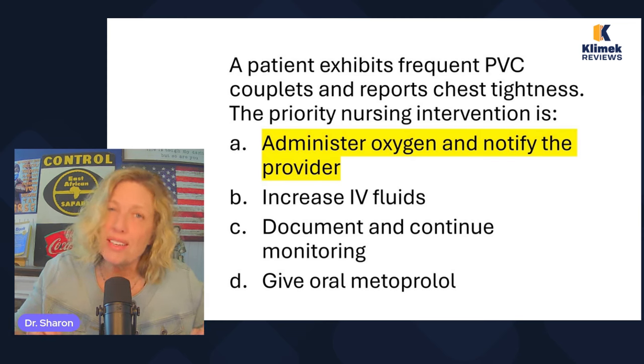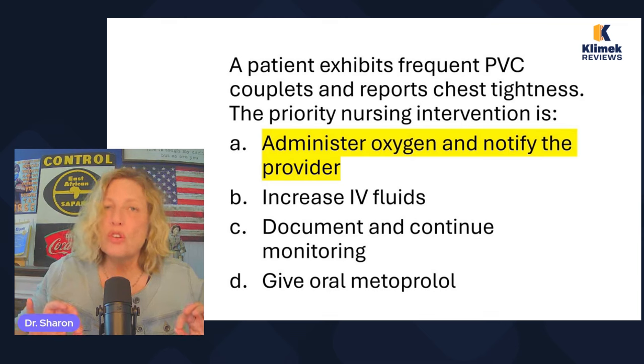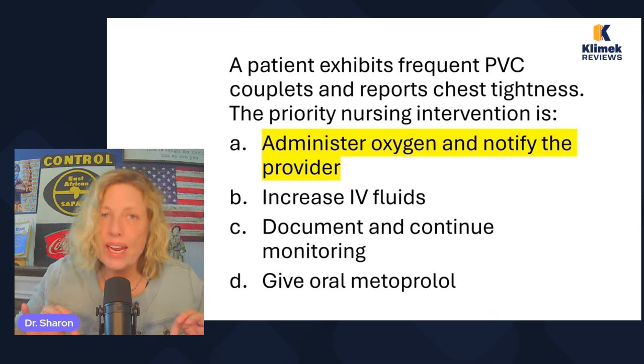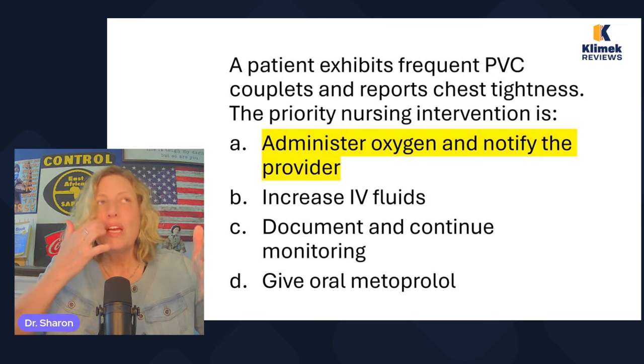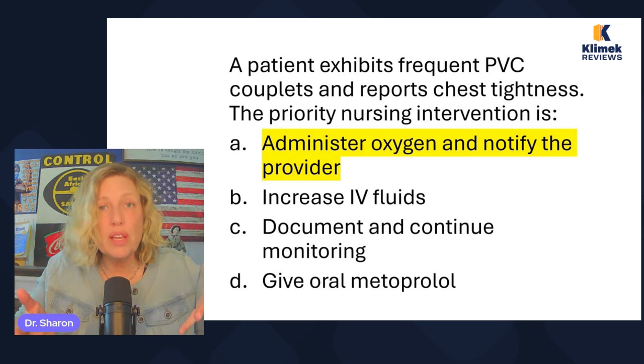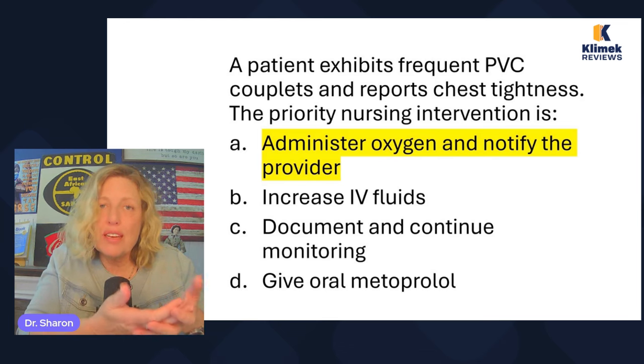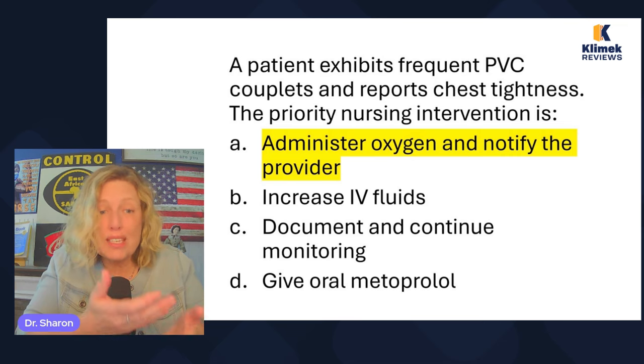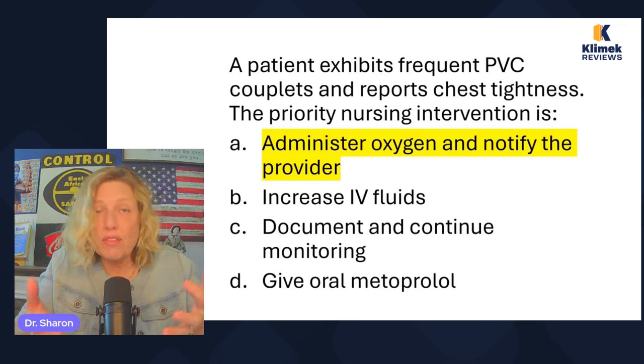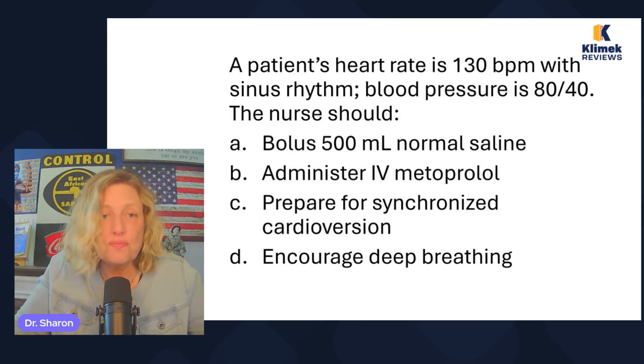Well, Sharon, what would I do if they're both there? They're not going to both be there unless it's a SATA question. So you have to understand that the right answer is the right answer because of the other answers. You have to know in general how to treat these rhythms. And then you have to make an evaluation and say, based on the options they're giving me, which is the best option here, the priority intervention? The priority nursing intervention. What's the best one that I have available to me that I should do?